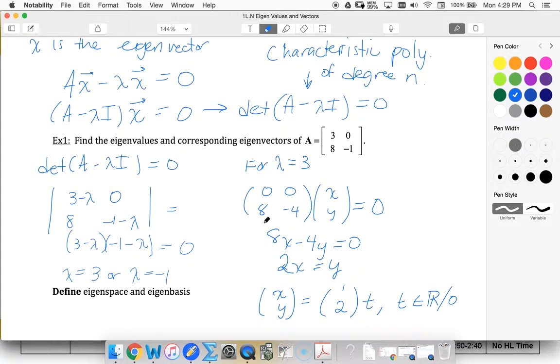All right, we could repeat the process for lambda equals negative 1, and I'm going to leave that up to you. You can go look at the printed solutions to see the answer.